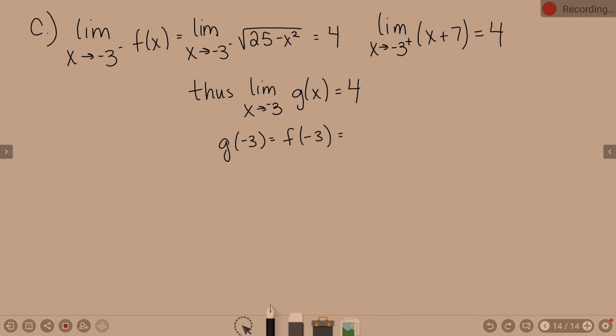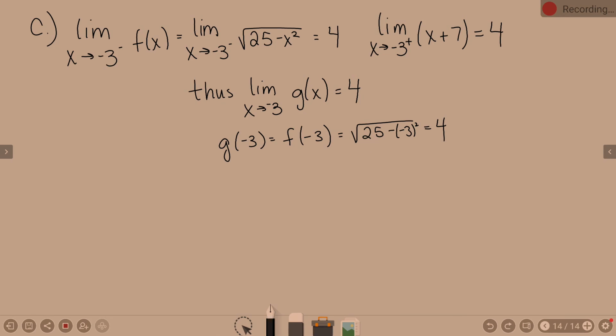Well, what's f of -3? Square root of 25 minus -3 squared, which, hey, guess what? Is 4 for about the bazillionth time in this one problem. Seems like it at least. So, is g continuous? Yes.